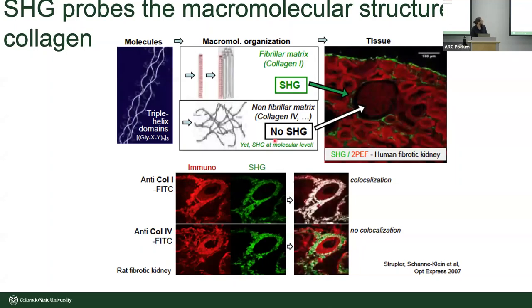This is just one quick example showing you that that's true. Right here in this region, we have collagen type 4 within a fibrotic tissue. If we label that collagen type 4 with FITC and look at the fluorescence versus where the SHG is, they're not co-localized, versus if we label the type 1 collagen, they're co-localized. So it's just an example to show you, if your samples have a lot of connective tissue, generally those are fibrous, we can see those quite well. Some types of collagen we won't be able to see.